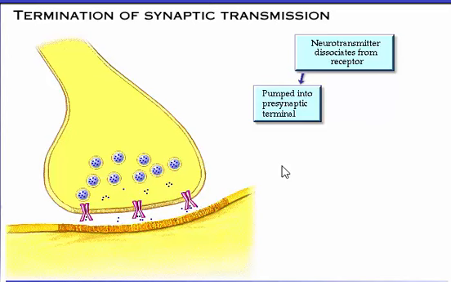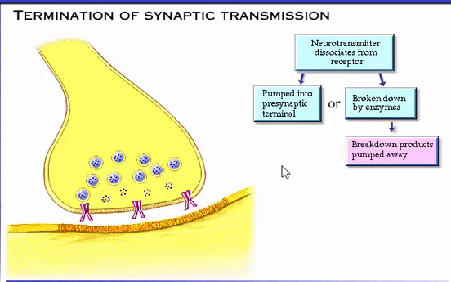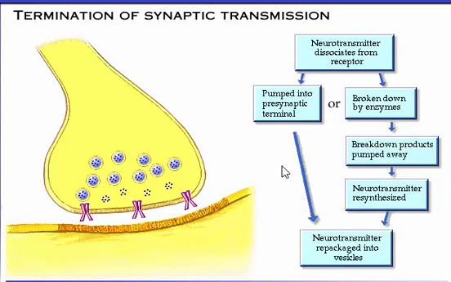In some cases, the neurotransmitter is broken down by enzymes, and the breakdown products are pumped away. The neurotransmitter acetylcholine is an example of this process. When breakdown products are transported into the presynaptic terminal, they are used to resynthesize neurotransmitter. The neurotransmitter which has been returned to the terminal is repackaged into vesicles for storage and subsequent release. Click the presynaptic cell to see neurotransmitter repackaged and stored in vesicles.